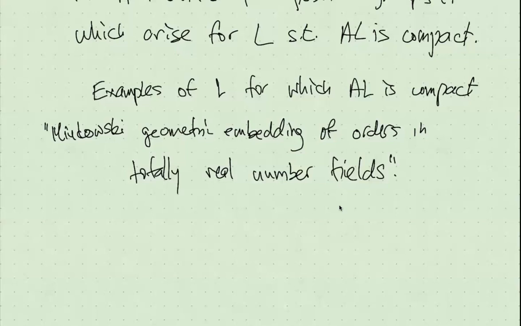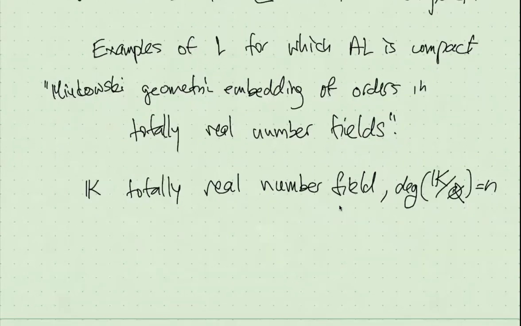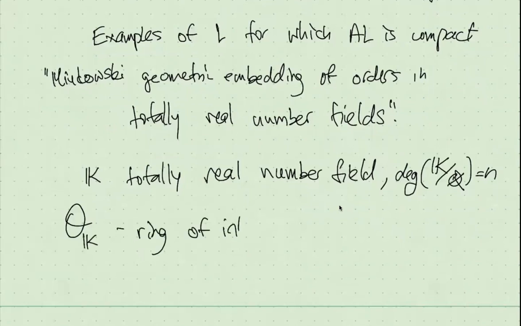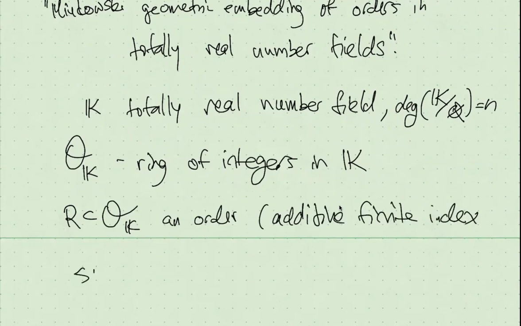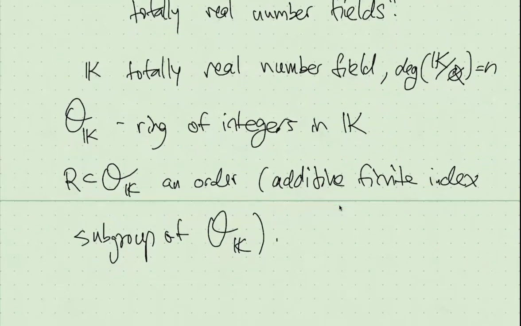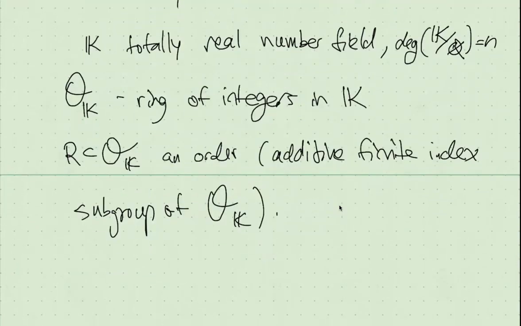So let's start with a totally real number field K of degree n. Let OK be the ring of integers. Let R be an order. An order is just an additive finite index subgroup of OK. OK is a ring. It's an additive group, and it's a ring under multiplication of numbers. And you can just take an additive finite index subgroup, and that's called an order.